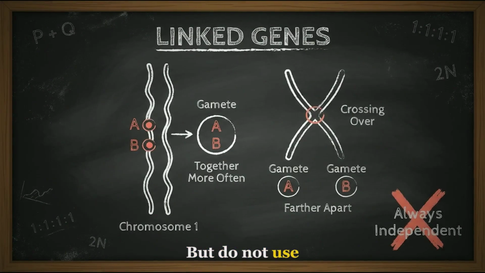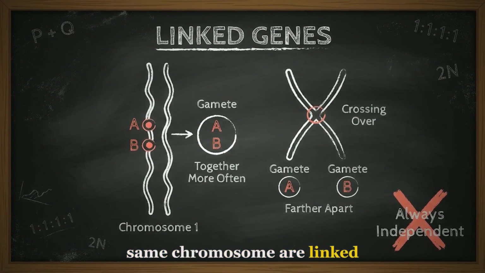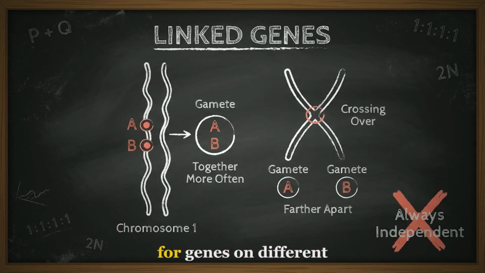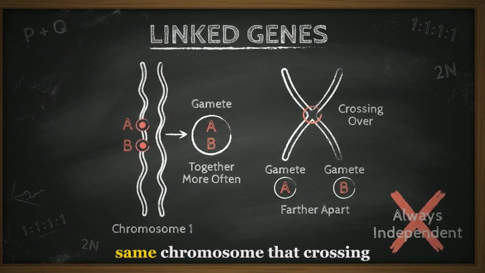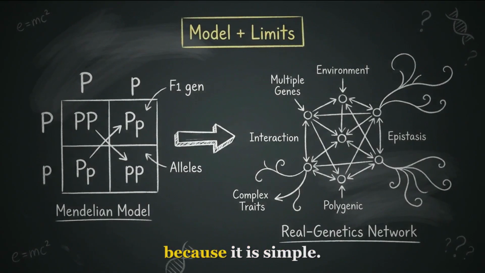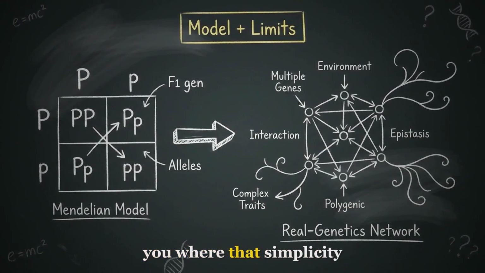But do not use independent assortment blindly. Genes close together on the same chromosome are linked and are more likely to be inherited together. Independent assortment works best for genes on different chromosomes, or genes far apart enough on the same chromosome that crossing over separates them often. Mendel's model is powerful because it is simple. Good biology also tells you where that simplicity ends.